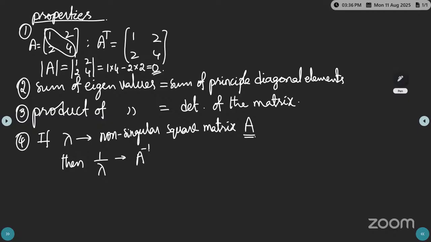For A inverse to exist, its determinant must not be equal to 0. That's why we have written it is a non-singular matrix. What is the meaning of non-singular? Its inverse exists. Its determinant is not equal to 0. Okay, next.